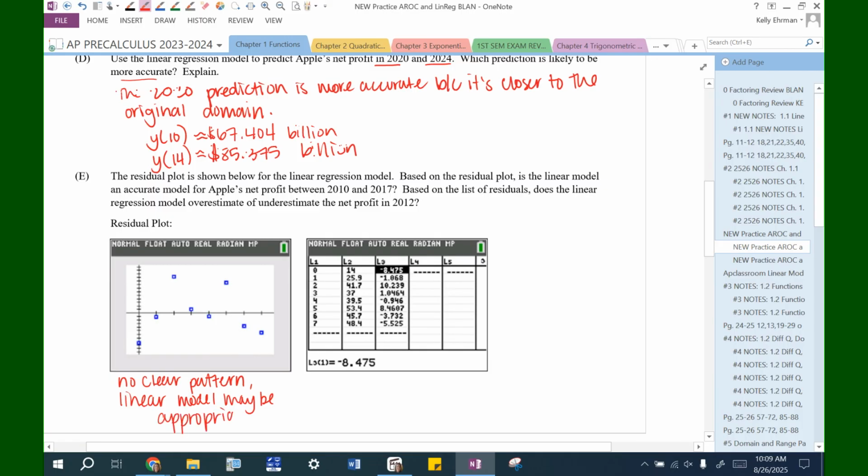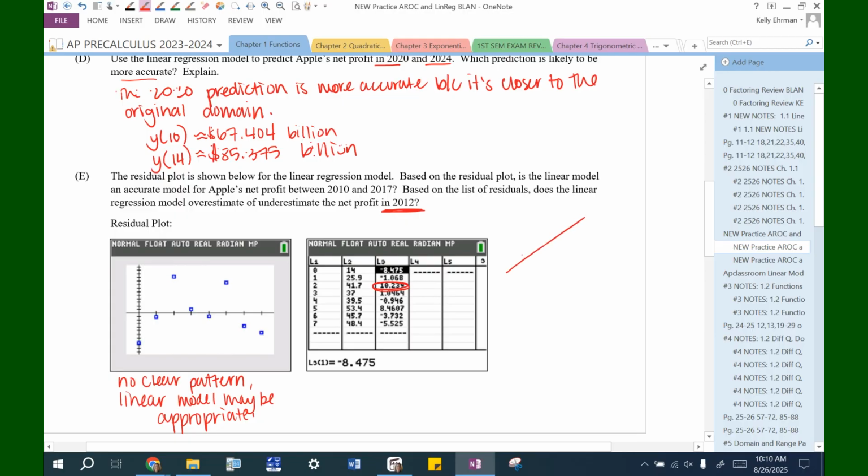If we were really investigating this, we would try some other models and see if any of them have better residual plots or higher correlation. Based on the list of residuals, looking at 2012, which would be 2, does the linear model overestimate or underestimate?